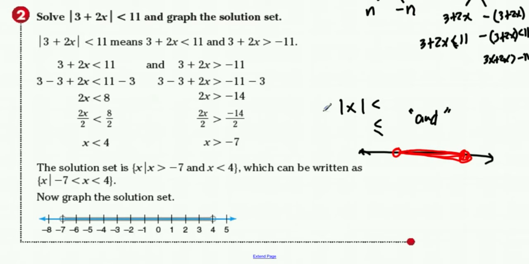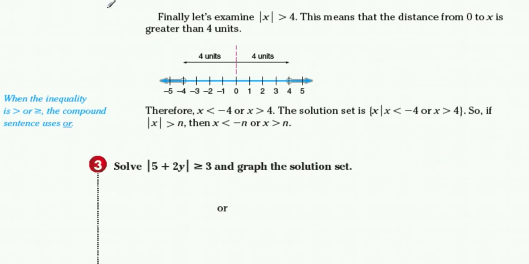Let's consider the third case of this. Let's examine the absolute value of x is greater than 4. This means that the distance from 0 to x now is greater than 4 units. Remember, when it was equal to 4, the distance from 0 to x is equal to 4 units. When it's less than 4, the distance is less than 4 units. And now, since it's greater than 4, the distance from 0 to x is greater than 4 units. So again, we start with 0 and count 4 units to the right of 0.